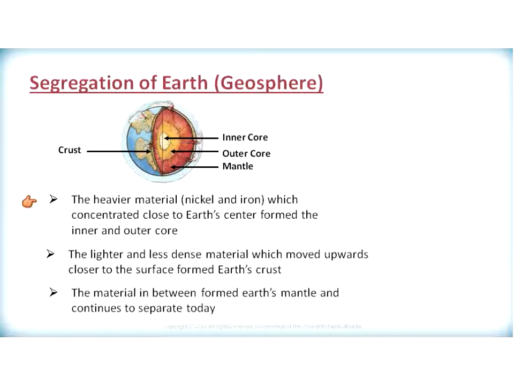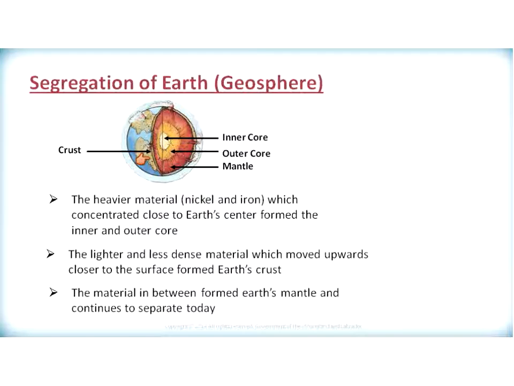The heavier material, such as nickel and iron, which concentrated close to the Earth's center, formed the inner and outer core, which is seen in the diagram here. Inner core surrounded by the outer core. The lighter and less dense material moved upwards closer to the surface and formed the crust.